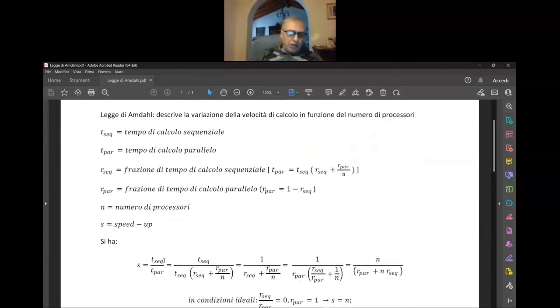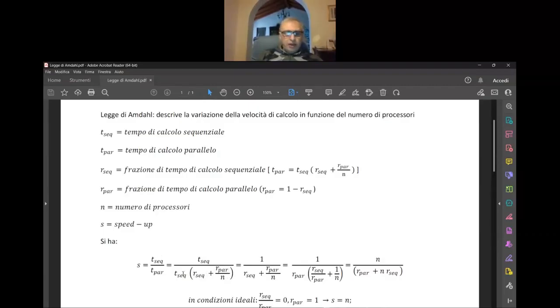The speedup is essentially how much faster our system goes as the number of processors we put into the system varies. For example, the sequential time, the calculation time with a single microprocessor, divided by the parallel time, which is the calculation time with n processors. We have seen, however, that we can also express the parallel time as the sequential time multiplied by the sequential fraction plus the parallel fraction divided by n.